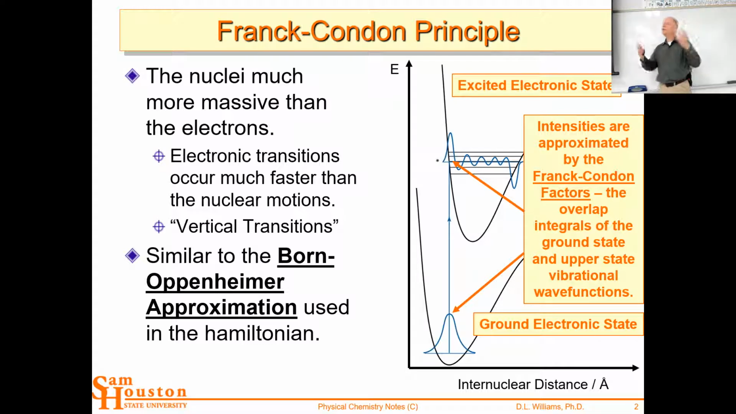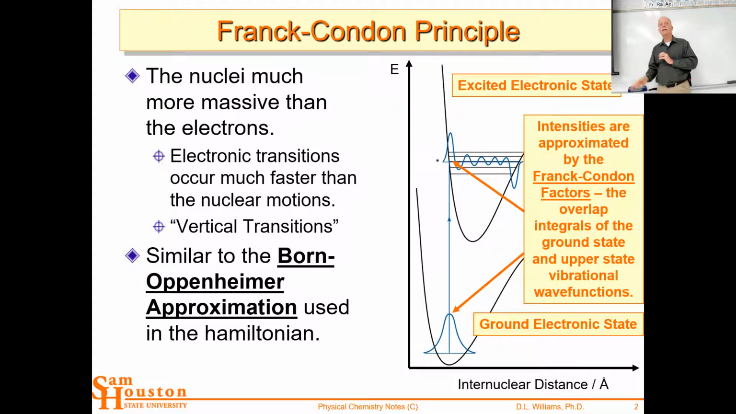Remember, the transition probability is based upon the wave functions times each other. And so if one wave function is 0, where the other wave function is the maximum, there's really not any overlap, because you have 0 times a big number. But if you have big number times big number, then you've got a large integral, a large probability of excitation, a large intensity to that peak.